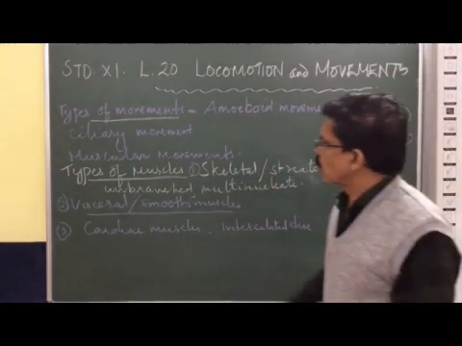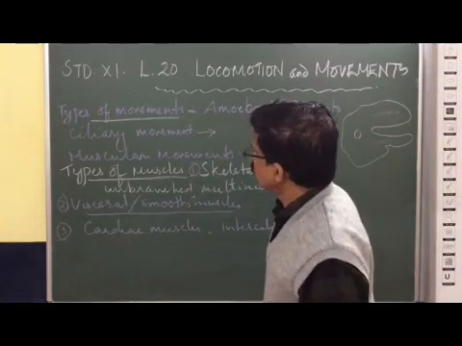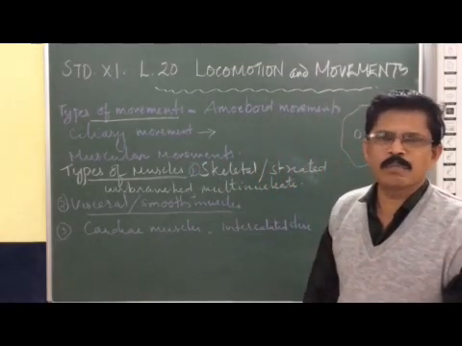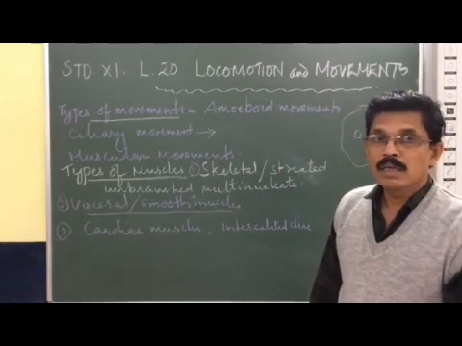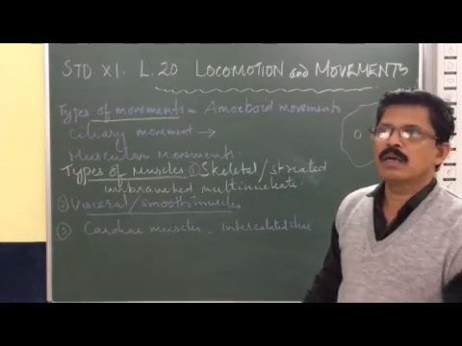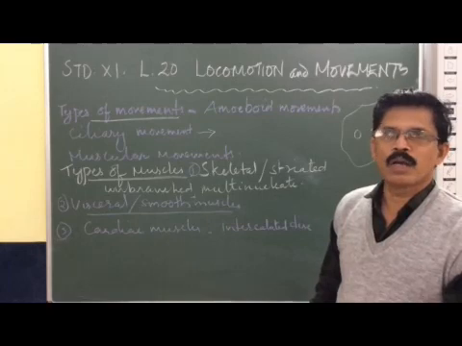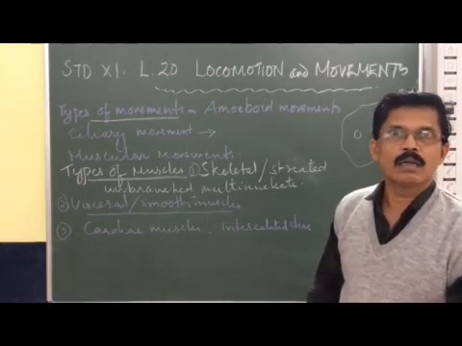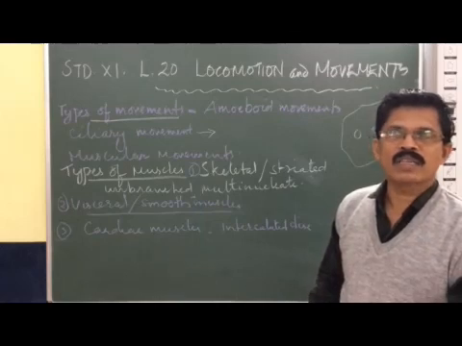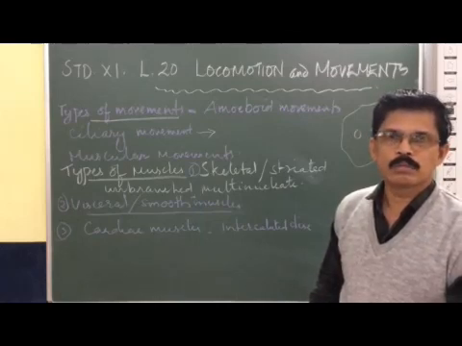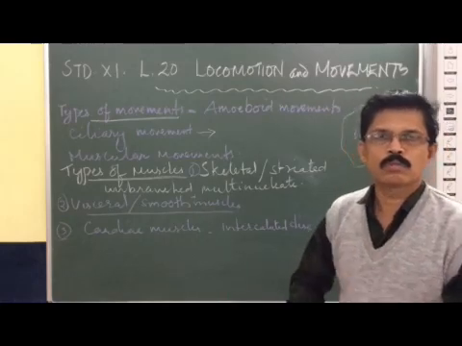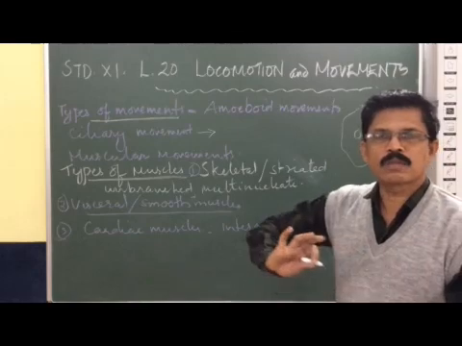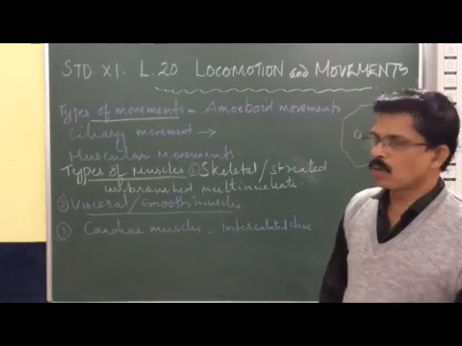Now the second movement is called ciliary movement. Ciliary movement is due to the presence of cilia. Cilia are there in paramecium. But internally there are many ciliated columnar tissues, epithelial tissues with cilia, and they show movements. For example, in the fallopian tube, the cilia move. The cilia move by pushing the substance along with them. Such movements are called ciliary movements.